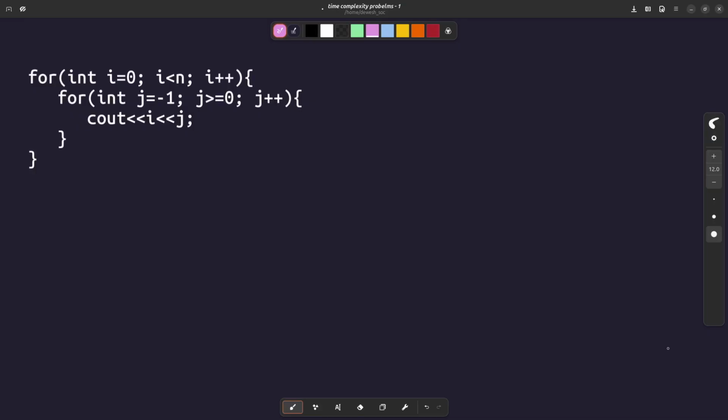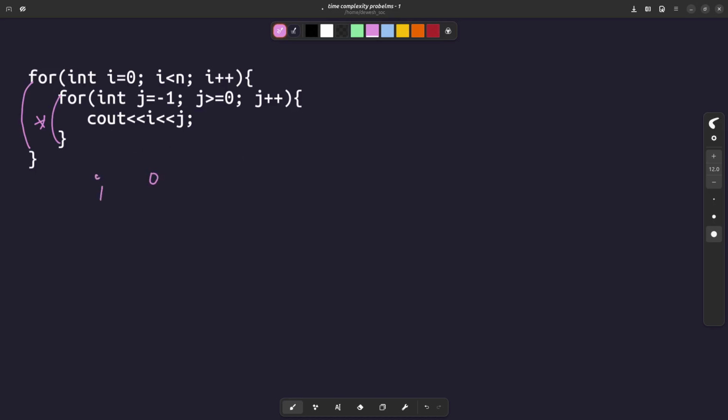Okay guys, so this is the third problem. Now, if we look at it, again a nested loop, right? So you would think, okay, fine. Count the outer iterations, count the inner iterations, and multiply the two. Correct? Okay, fine. Just do it this way. Count the outer iterations.